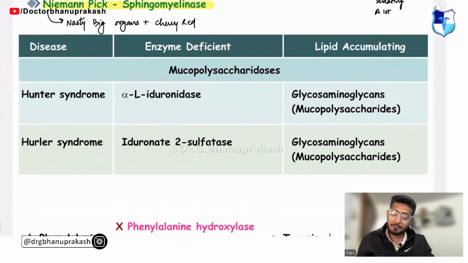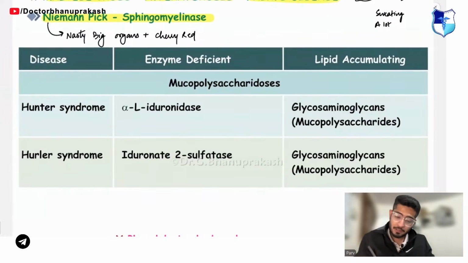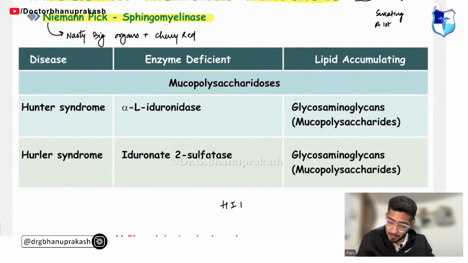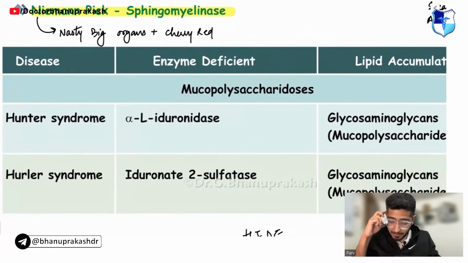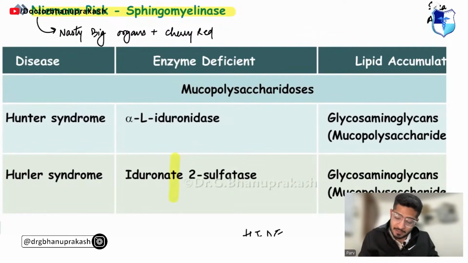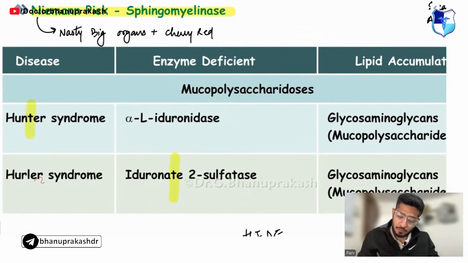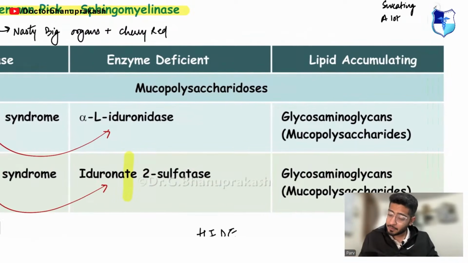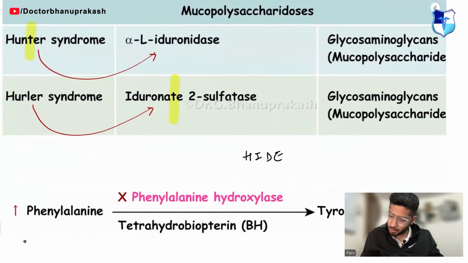Coming on to enzyme deficiency in Hunter and Hurler, the mnemonic is actually HIDE. What do you mean by this mnemonic HIDE? Remember, Hunter syndrome has iduronate sulfatase, and Hurler syndrome has iduronidase. If there is a T here, there's not going to be a T there. So iduronidase is in Hurler, and iduronate is in Hunter. You got it. This is something you have to remember. HIDE is again a mnemonic.